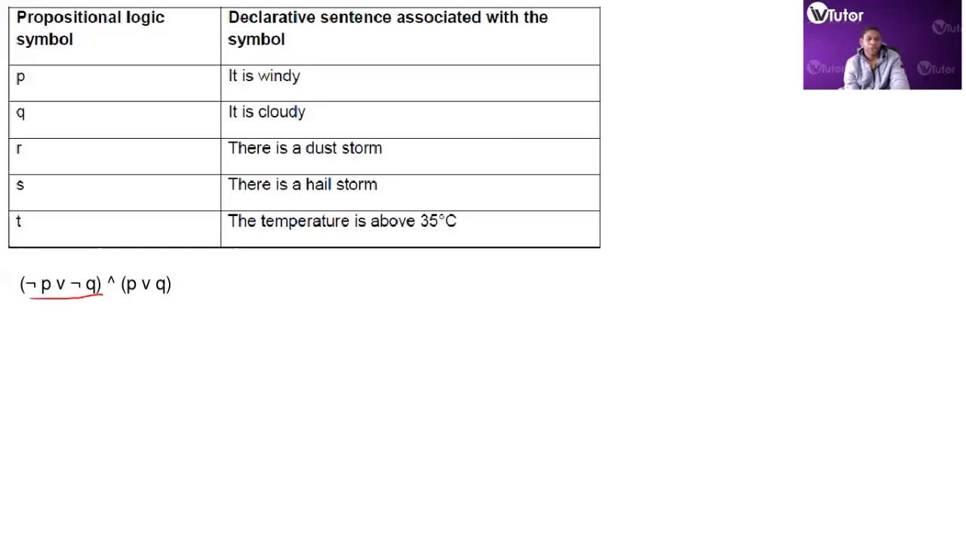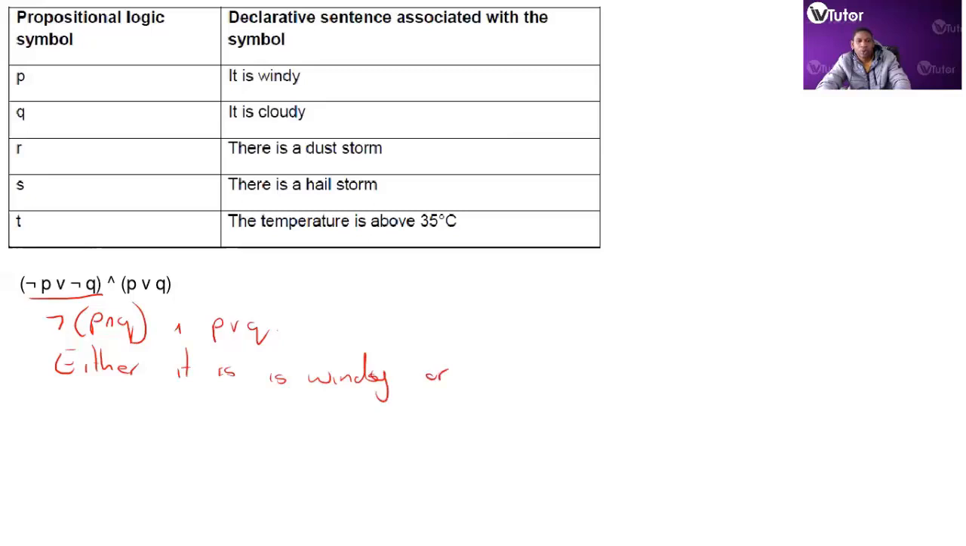Not (P and Q), which is not P or not Q, and P or Q. It's not both P and Q, but we also have P or Q. The combination of this happens when we need exactly one to be true. So we can write this and say either P, it is windy, or Q, it is cloudy, but not both.